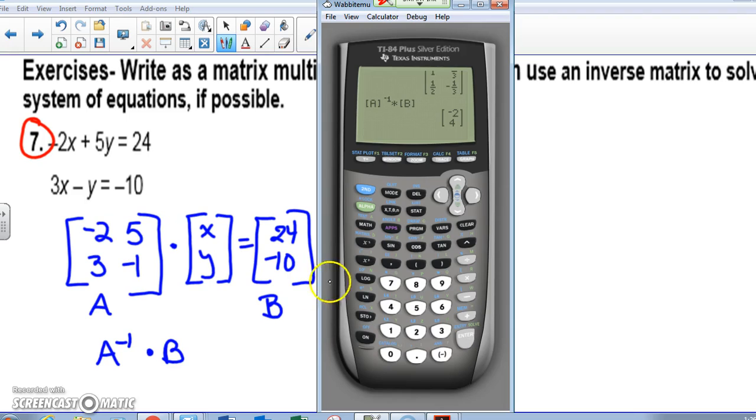All right, I got -2, 4. Did anybody else get -2, 4? Yeah, I did. That is your XY answer. So the ordered pair, if we were to graph those two lines, they would intersect at -2, 4.